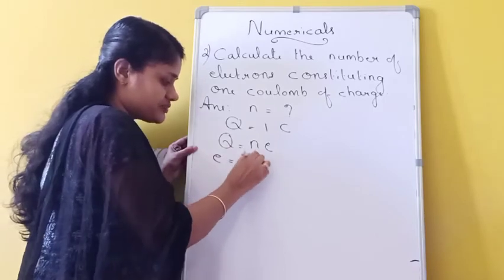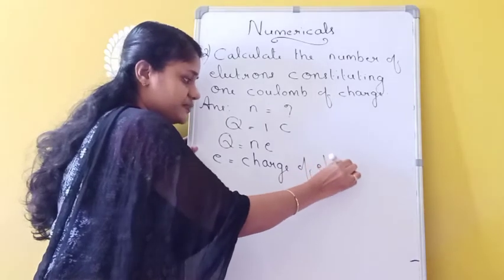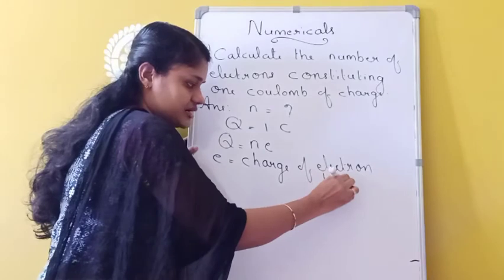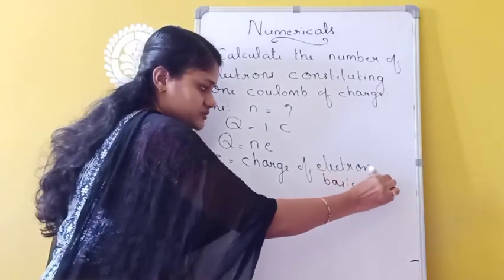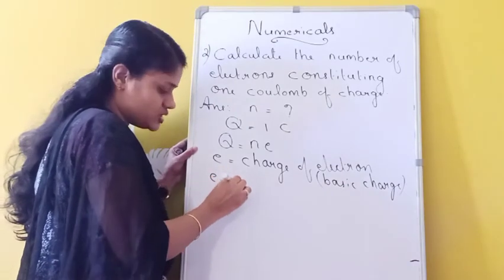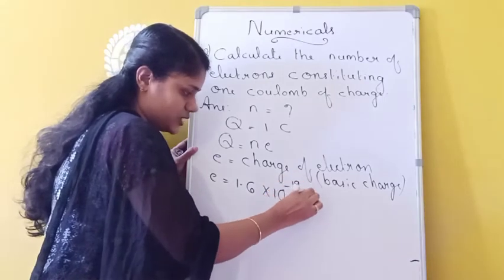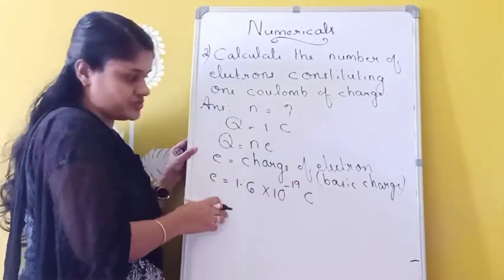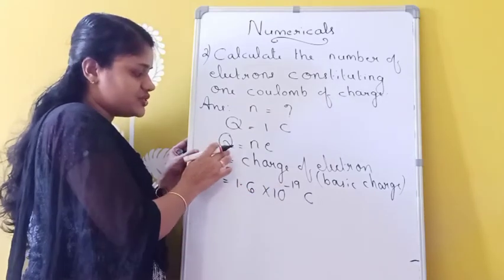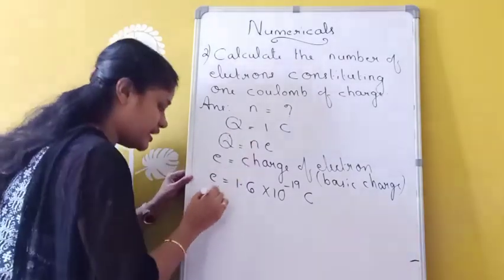E represents the charge of the electron, and this is called the basic charge. This value you have to learn by heart. The charge of an electron is 1.6 into 10 raised to minus 19 coulomb. This is the charge of 1 electron. So we know E is 1.6 into 10 raised to minus 19 coulomb, and Q is 1 coulomb. From that we can find N, using Q equals Ne.